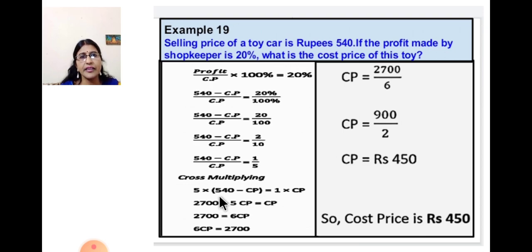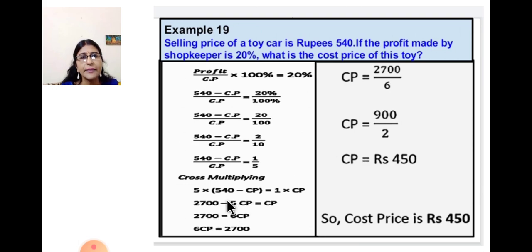And then next step, children, you all know now here there is a bracket. That means we will have to multiply. Now 5 has to be multiplied with this also, and 5 has to be multiplied with CP also. So the next step you see, children, 5 into 540 is 2700. Now here minus is there, so we'll write minus, and then 5 into CP is 5CP, which is equal to, now 1 into CP is CP.